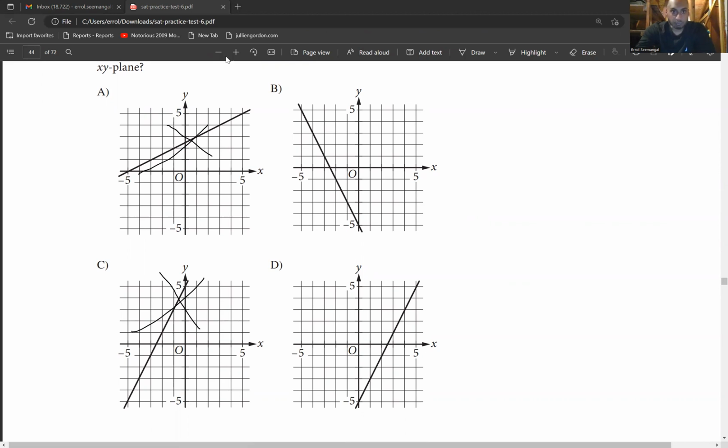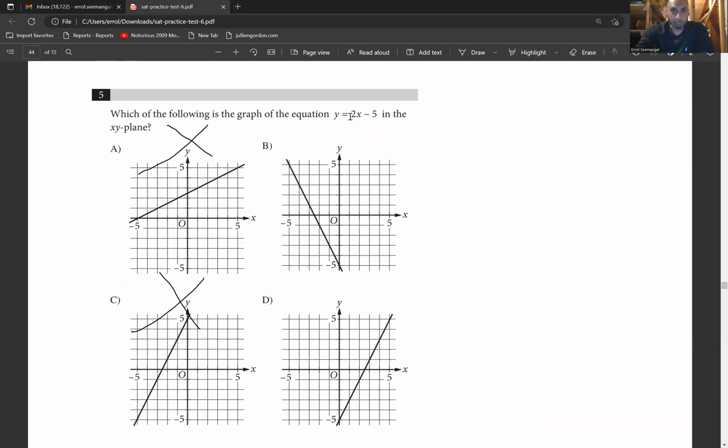So if I zoom out a little bit. Now, what's the slope on this? It's +2. So would it go down to the right or up to the right? Up to the right. Yeah, so it's D. Yep, D. 5D.